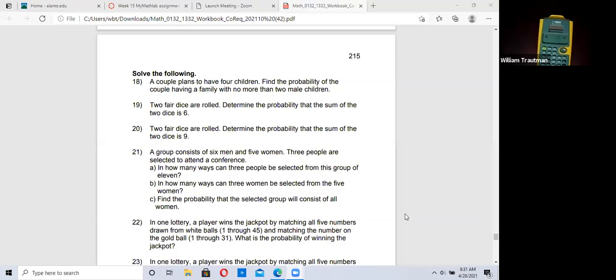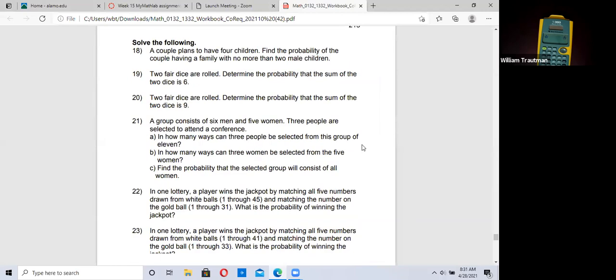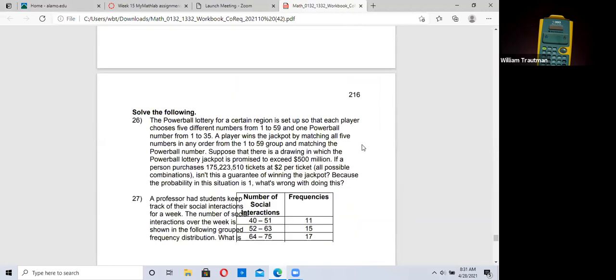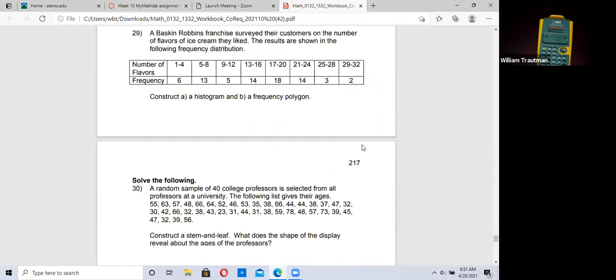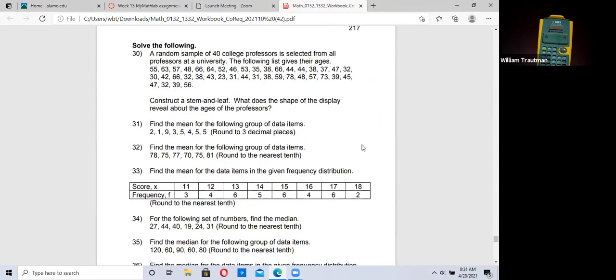All right. Let's go back. Now I'm on question 31. Find the mean. There's one question just finding the mean. Remember, we need to type this into list 1.